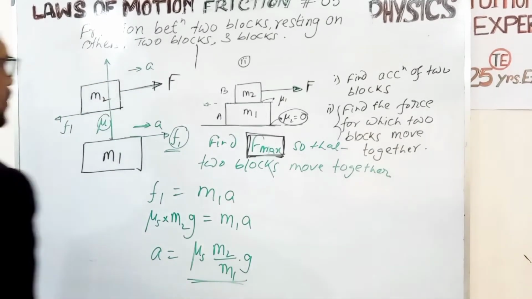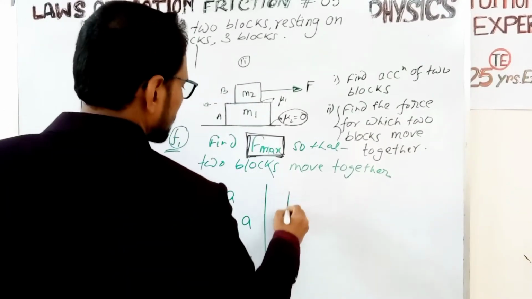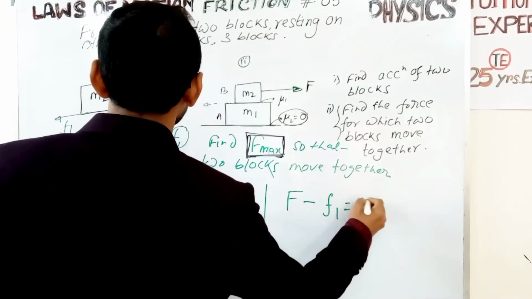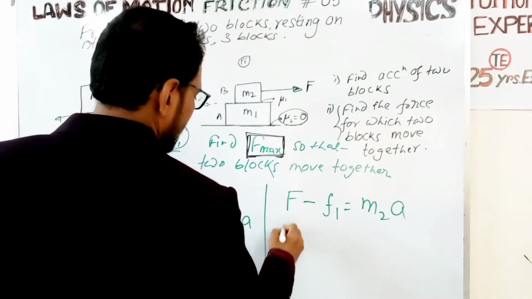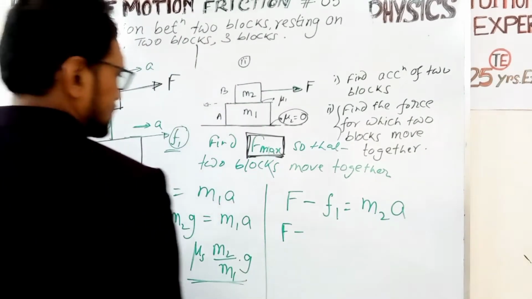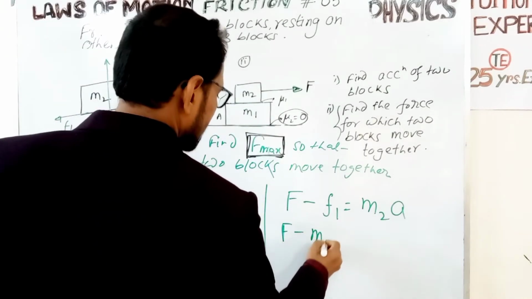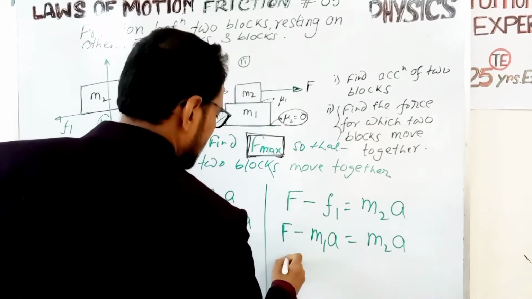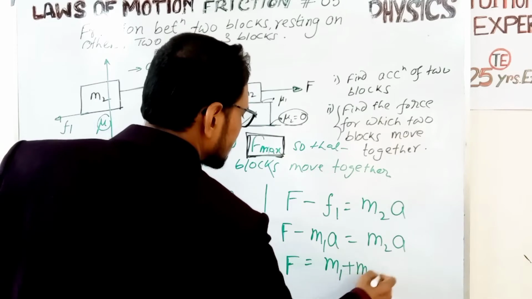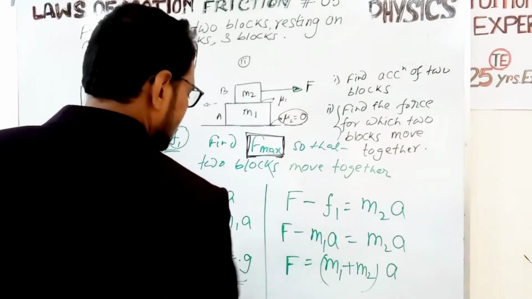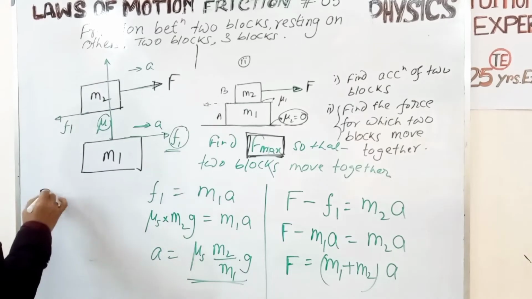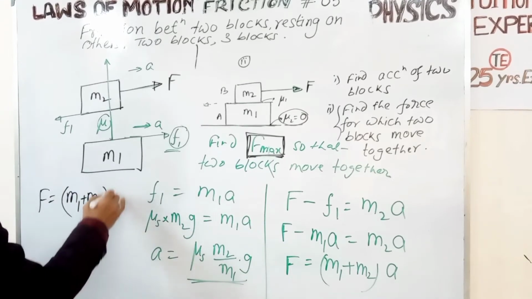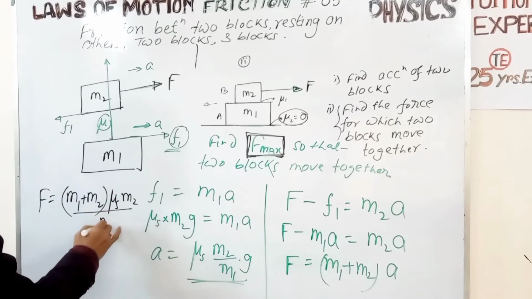Now apply here. What is the equation of motion? F acts in this direction, so F minus F1 equals m2 into a. Now put F1 equal to m1 a here. So F equals m1 plus m2 into a. Now put the value of a here and we get the answer. The required force will be m1 plus m2 into a, where a is mu s into m2 by m1 into g.